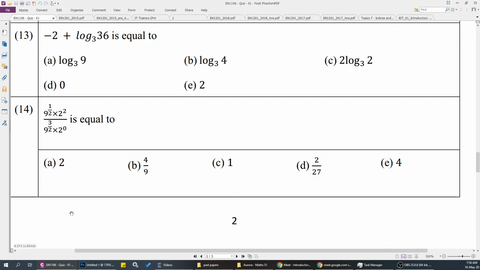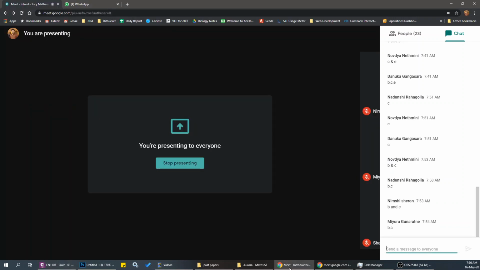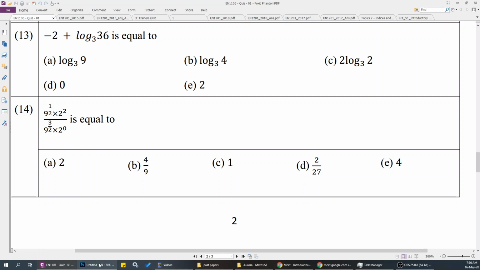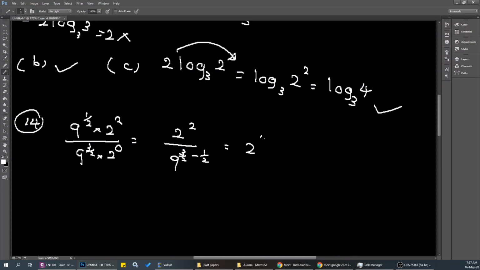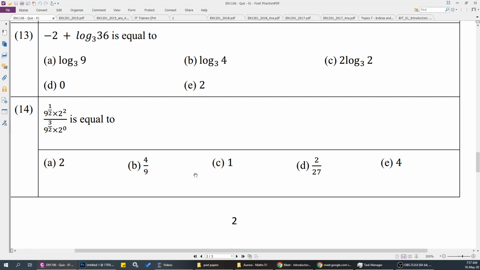Now question 14. What are the answers? Question 14. Okay, B is an answer. I'm going to do it. We have 9 raised to the power half, again 2 to the power, and 9 raised to the power 3 over 2 into 2 to the power 0. We can write 2 to the power 2 and 9 to the power 3 over 2 minus 1 over 2. We have 2 to the power 2 over 9. Answer is 4 over 9. Is 4 over 9 an answer somewhere? B is an answer, okay. A is not an answer. C, no. D is not an answer. E is not an answer.